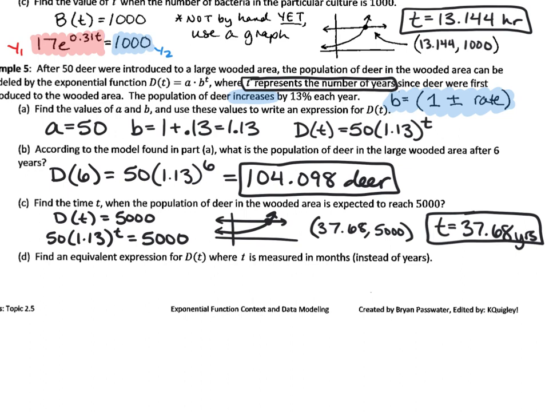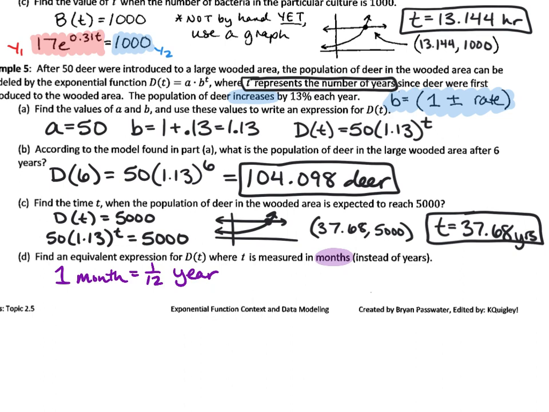But part D is really important for us. It says, find an equivalent expression for D of T where T is measured in months instead of years. Okay, our equation is measuring in years. We want to adjust this equation to measure in months. Don't overthink this. Well, maybe overthink this. 1 month is equal to how much of a year? 1 over 12, because it's 1/12 of a year. Yeah, gotcha on that one. Definitely had to overthink it a little bit.